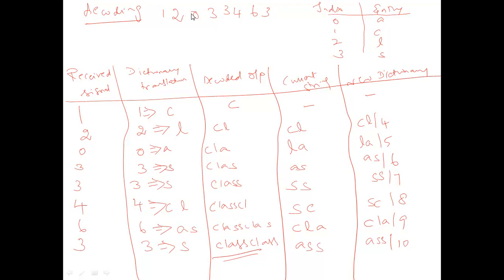So LZW is an effective text compression, effective data compression, and it is also a dictionary encoding technique. You can take your own example and perform some more LZW encoding and decoding operations. Thank you.